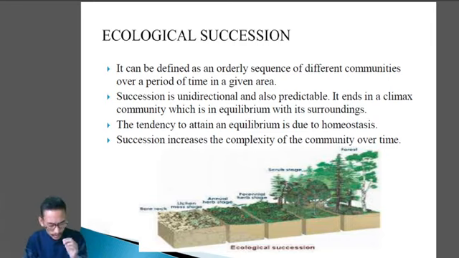Clear? Okay. Now, succession occurs only when those species are able to tolerate those adverse environmental conditions. If the species are not able to tolerate those environmental conditions, then they cannot reach the stage of succession. But those species which are able to tolerate the full range of environmental factors, then those species or that community can reach the stage of succession.